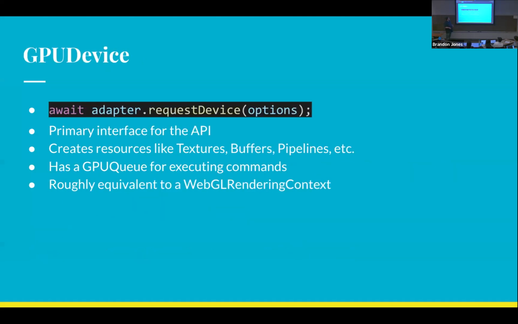From the adapter, you get a device, kind of the logical GPU device, and this is the primary interface for the API. This is very equivalent to the WebGL rendering context in that most of the things that you do with the API are going to go through it, especially all of the creation of buffers and textures and anything else that might be needed.